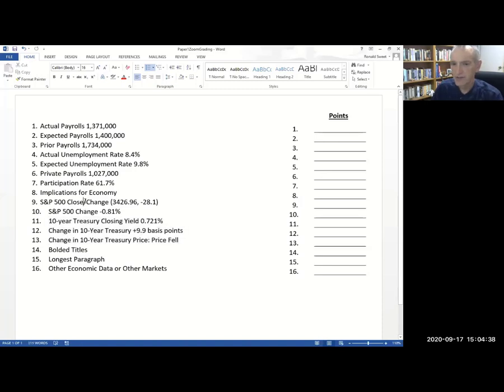Pick your adjectives really carefully. Remember on the negative 0.81%, I don't like adjectives for what is a normal change. I only put that in a couple weeks ago to clarify when a significant change is. So if you're between 1% and minus 1%, you can just say it fell 0.81%. You don't really need adjectives. But I think you do need an adjective on the 10-year Treasury. That's a pretty significant increase and a pretty significant drop in price. So that's the market.